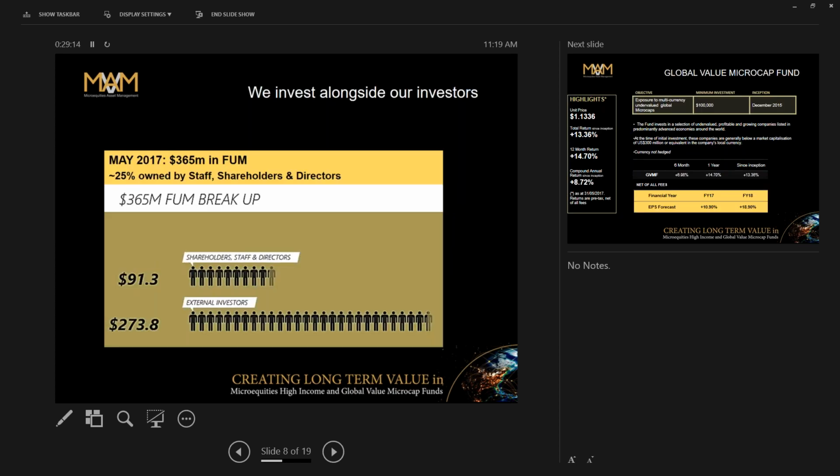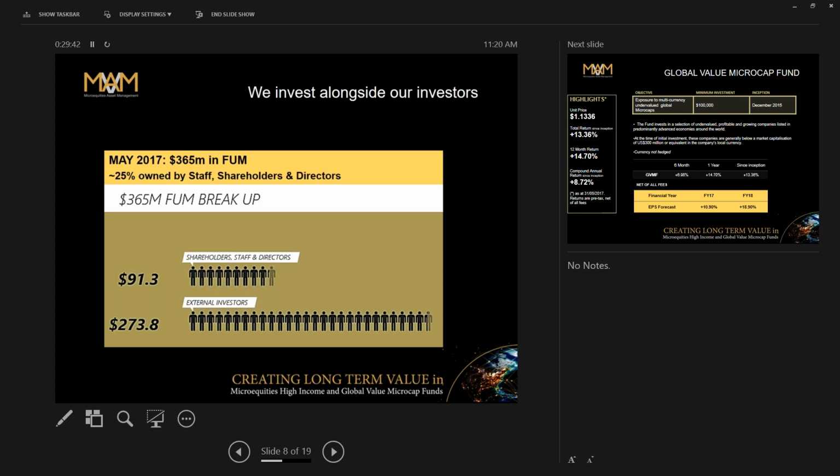Currently, Microequities is managing $365 million in funds under management, and that figure in itself, I think, is quite inane. It doesn't really say much. I mean, I could be saying 200, I could be saying $800 million. It's just a number. But the figure that I think is really important is the fact that 25% of the funds under management are owned by the staff, shareholders, and directors.